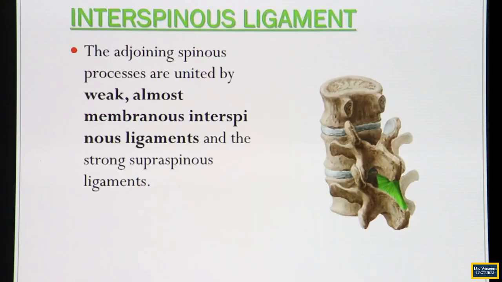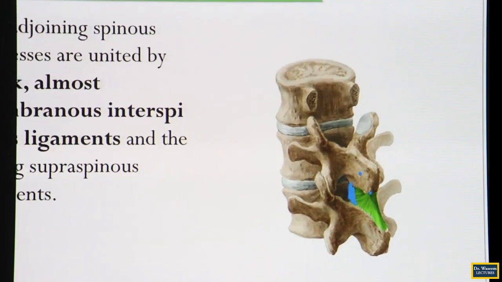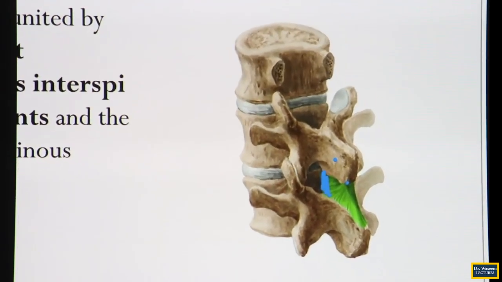Another ligament stabilizes them more. These are the adjoining spinous processes. This one is not thoracic, this is lumbar, but you see there are spinous processes. They are united by weak, almost membranous ligaments between the tips and the lower borders of the spines. These are called interspinous ligaments.